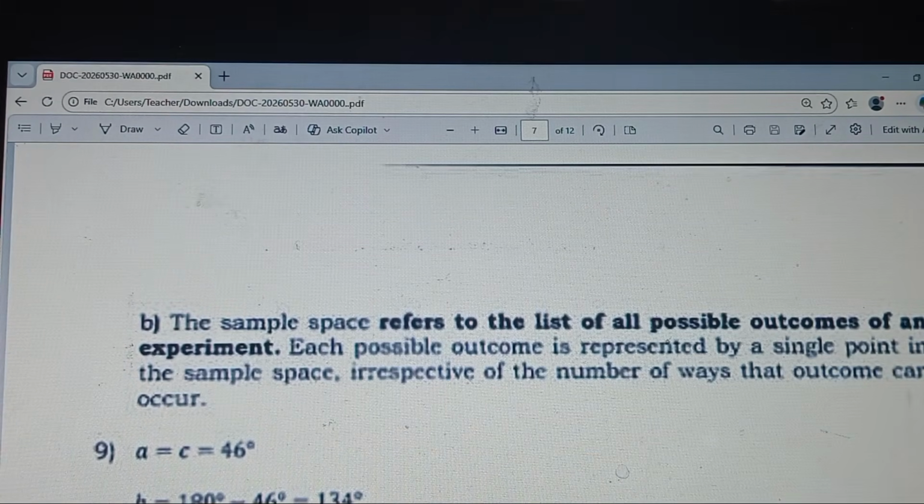Question number B. The sample space refers to the list of all possible outcomes of an experiment. This means that when you are asked about the sample space, you try to understand that it is all possible outcomes. Don't put the manual. It is not necessary.